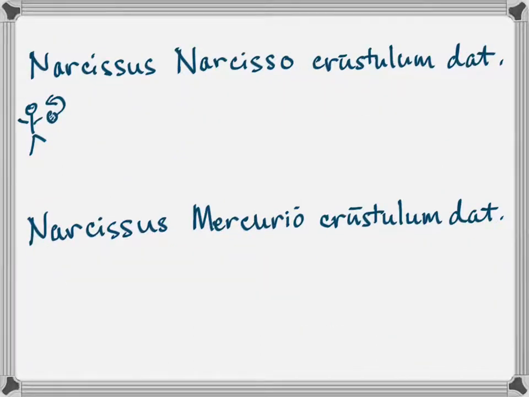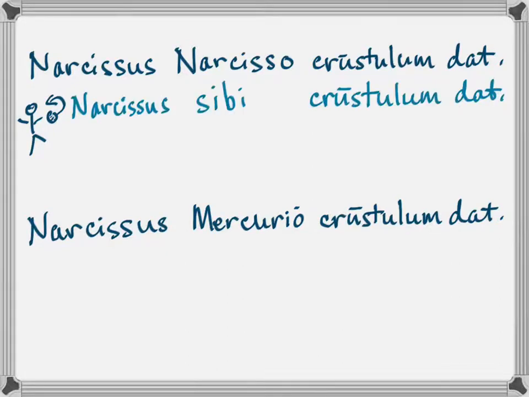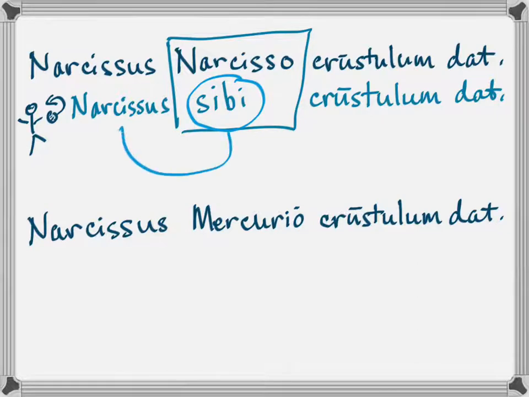Okay, what does it look like in the dative? Narcissus narcisso crustulum dat. Narcissus gives Narcissus a cookie. Narcissus sibi crustulum dat. So sibi, that's the dative. And once again, it refers back to the subject. It's when you repeat the subject elsewhere in the sentence in the dative.